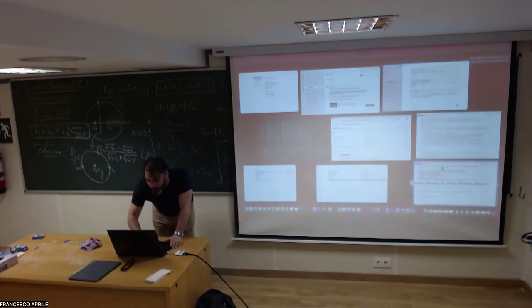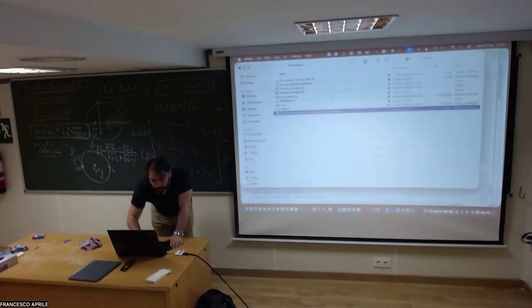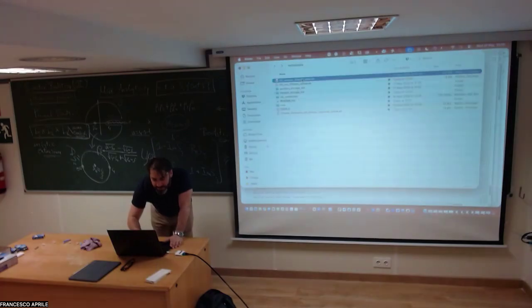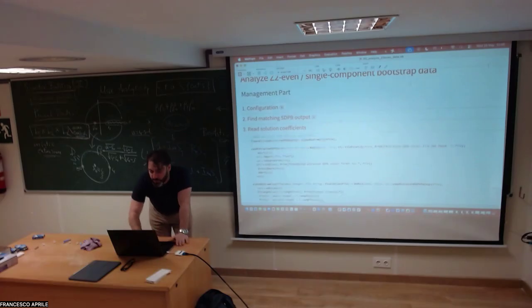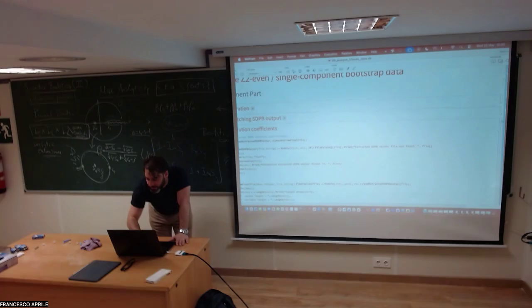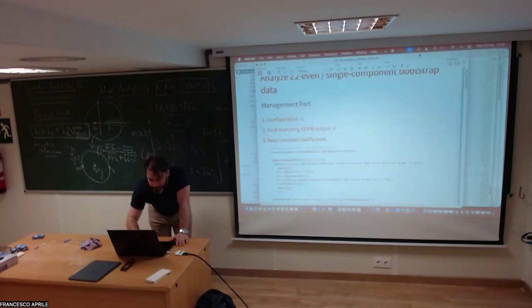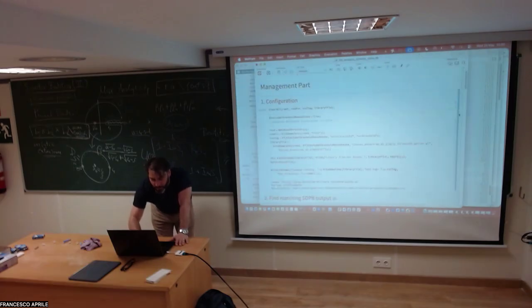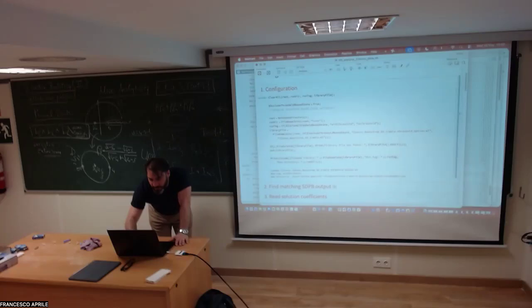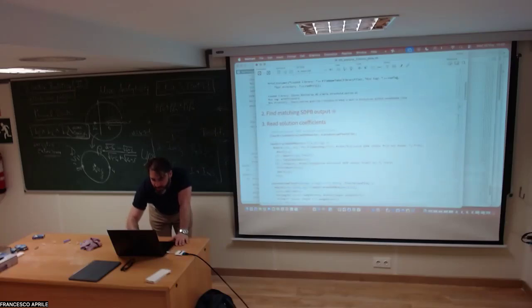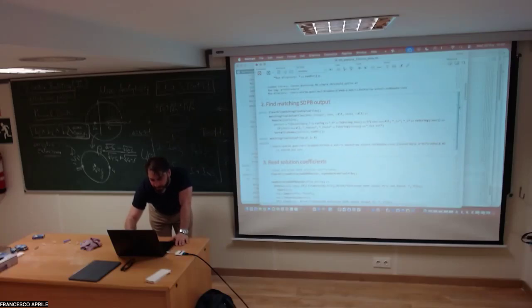And now we can open another notebook, which is this analyze data, where you have a lot of freedom. So there is some configuration. I will tell you exactly what this configuration is, or maybe next time we can keep going.